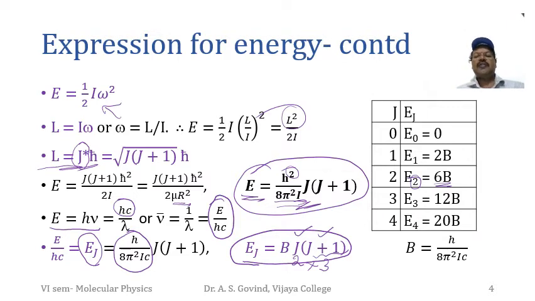E4 is 20B. So the first thing that you can notice is that the energy levels are not equally spaced. From 0 to 1 there is only a 2B difference, from 1 to 2 you have a 4B difference, and from 2 to 3 you have a 6B difference. That means the differences are not equal, that means the spacings are not equal. That is an important thing to be remembered.